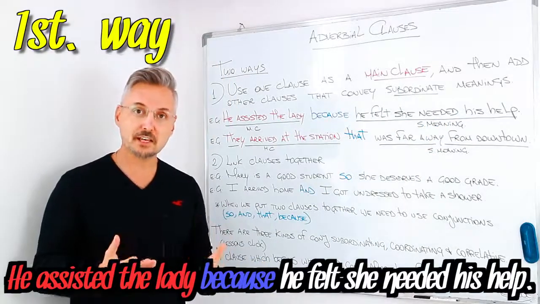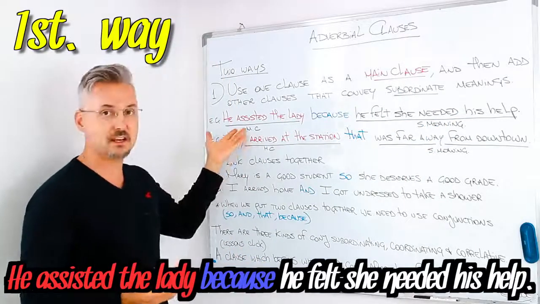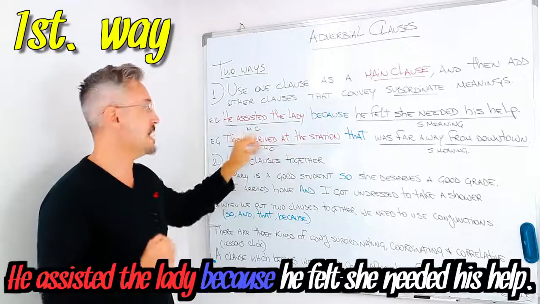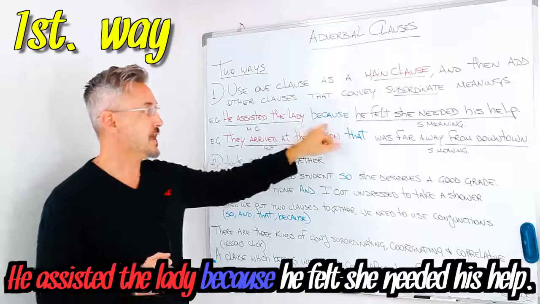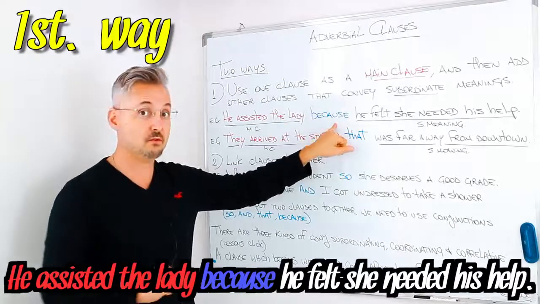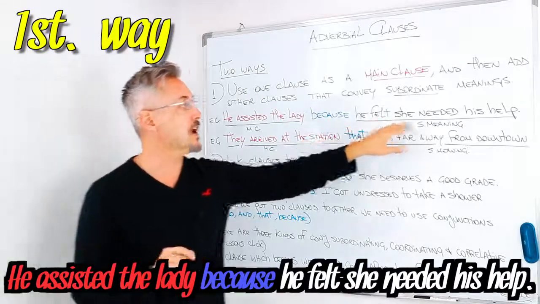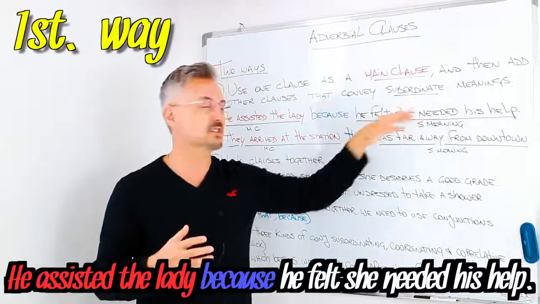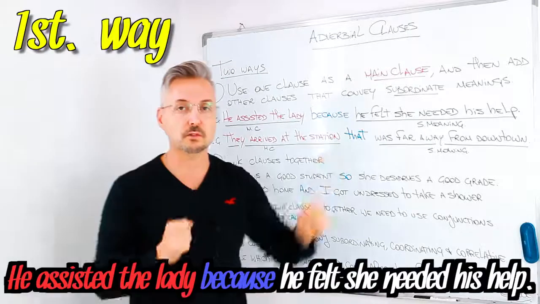So the main clause here is highlighted in red. He assisted the lady. So this is the main clause. And then we have because, that I will get to in a minute. He felt she needed his help. This is a subordinate meaning, so this is secondary in importance.